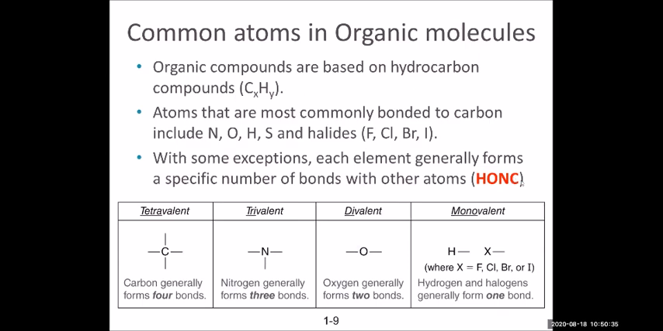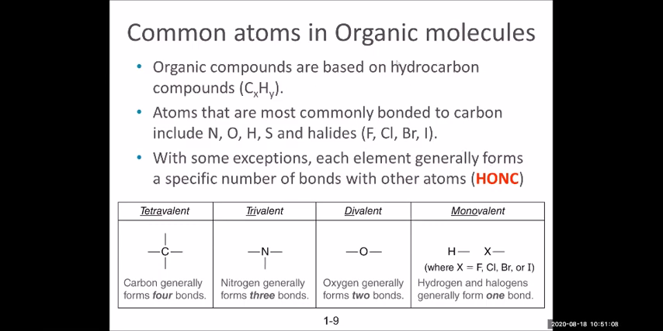Organic chemistry focuses on the compounds we call hydrocarbons. A hydrocarbon is a compound made of hydrogen and carbon atoms. You have this formula. And if some of the hydrogens are replaced by other nonmetals, nitrogen, oxygen, sulfur, and halogens, we get different categories of organic compounds.